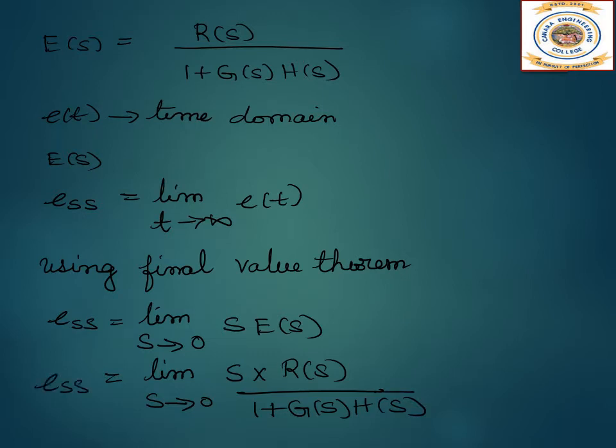Now let us apply these for different inputs and see what steady state errors we get due to different inputs. Previously we have seen the generalized form for the steady state error. Now let us consider the unit step input. How do we represent a unit step input? That is, R of s is given as 1 by s.